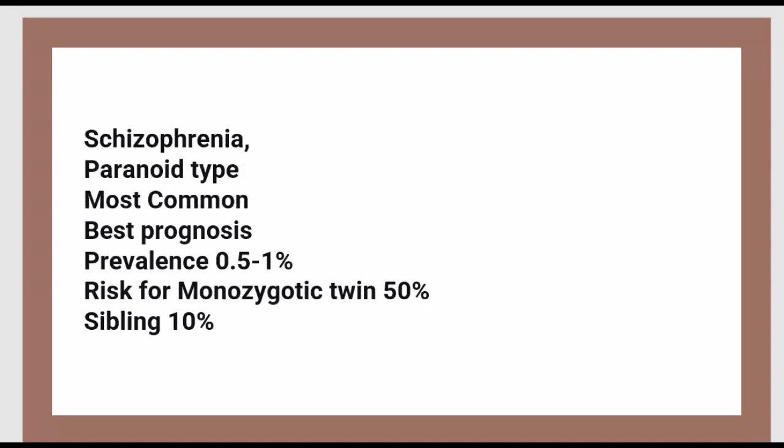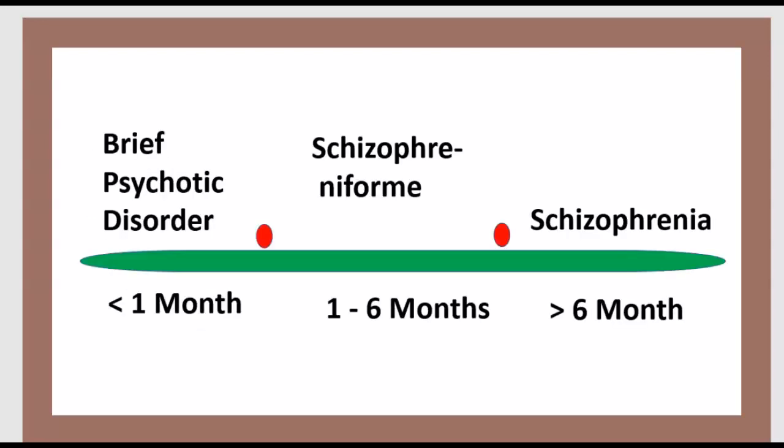Schizophrenia, paranoid type, most common. Best prognosis, prevalence 0.5 to 1%, risk for monozygotic twin 50%, sibling 10%. Brief psychotic disorder, less than 1 month. Schizophreniform disorder, between 1 and 6 months. Schizophrenia, over 6 months.